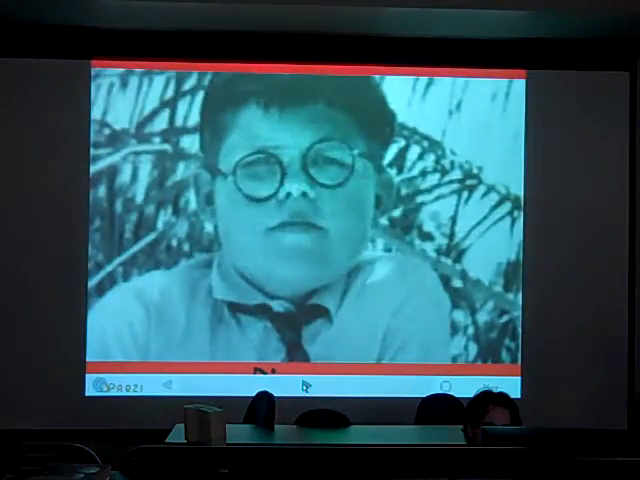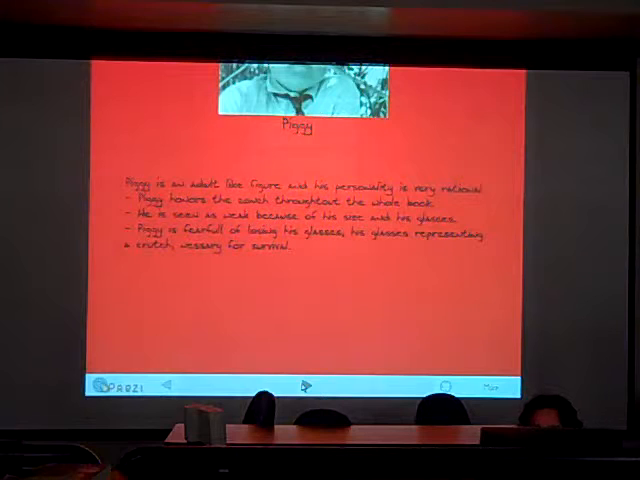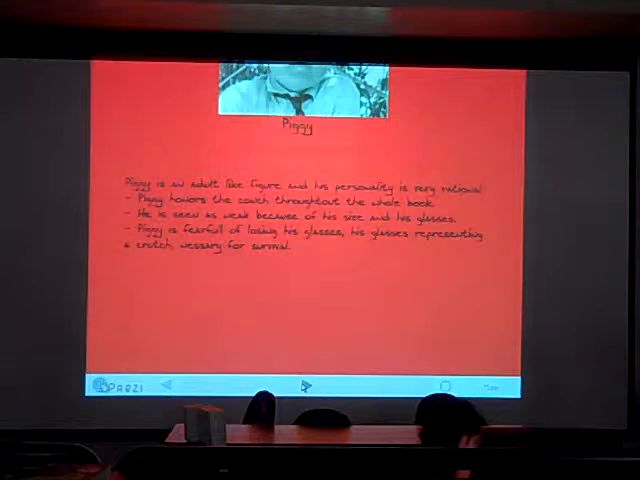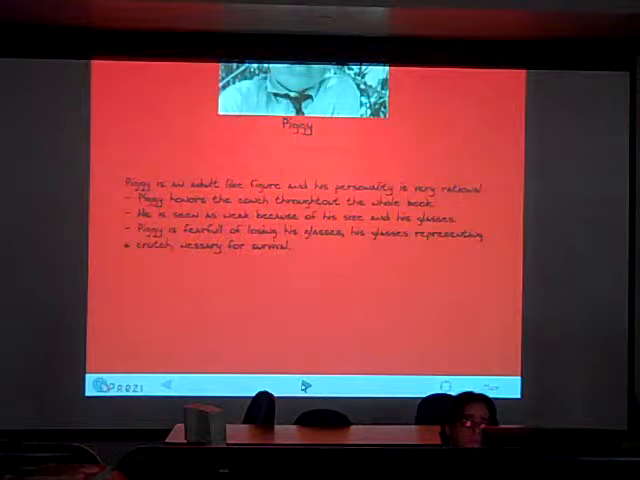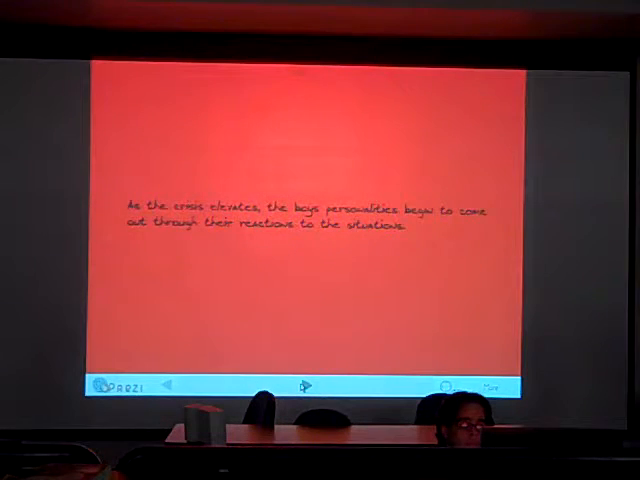That's Piggy. Piggy is an adult-like figure, and his personality is very rational. He's trying to keep everything the same way, just keep it in order. Piggy honors the conch throughout the whole book, even past the point where everybody really cares about the conch anymore. He seems weak because of his size and his glasses, and pretty much how he acts. Piggy is fearful of losing his glasses, representing the crutch necessary for survival. As the crisis elevates, the boys' personalities begin to come out through their reactions to the situations.